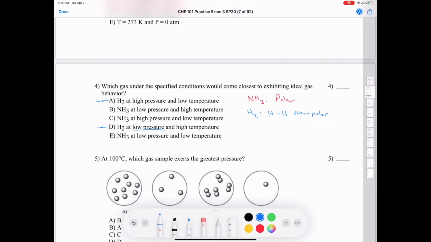Also, if you think about the kinetic molecular theory of gases, it says that gases move quickly, right? They're moving quickly and they're having elastic collisions with the walls of the container. And that's going to occur at a higher temperature compared to a low temperature where the molecules are going to be moving more slowly. So the answer is going to be D. It's going to be a nonpolar gas, hydrogen, at low pressure and high temperature.